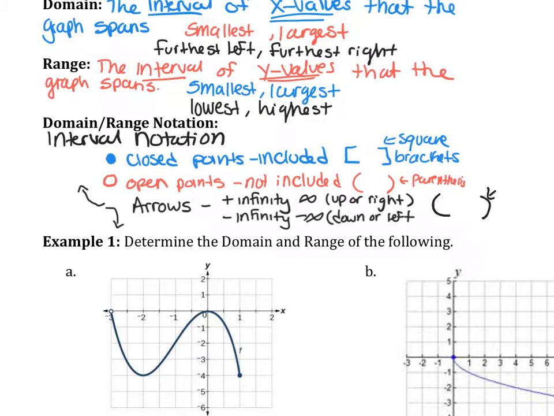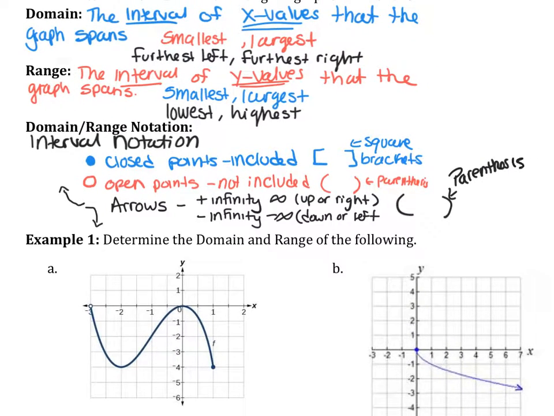That is the weirdest P I've ever drawn in my life. All right, parenthesis. Okay, so the only time you use the square brackets is if your graph stops and it's a closed point. Everything else is going to be parentheses.